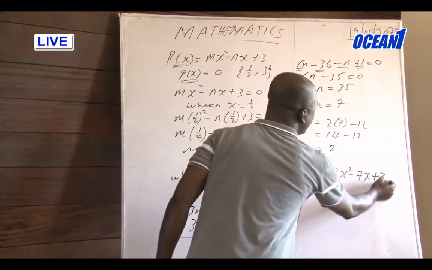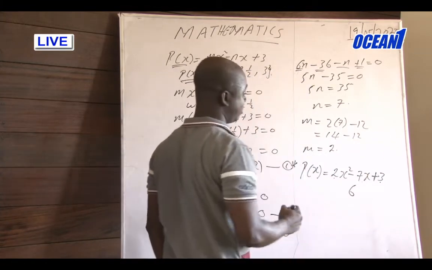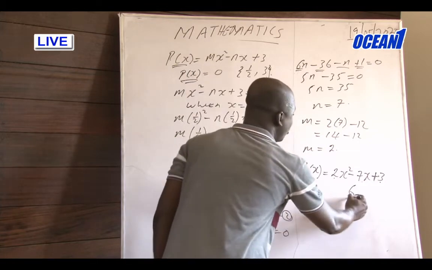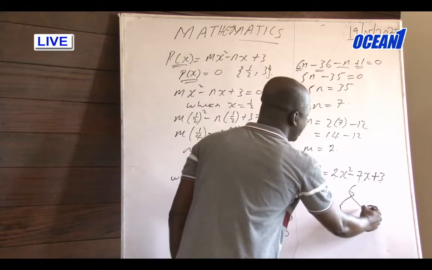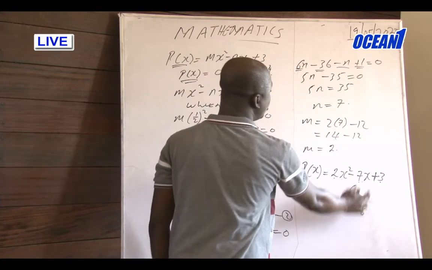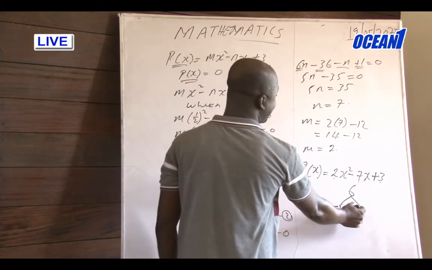We know we are going to multiply 2 by 3 to get our 6. If we do that, which factors of 6 will produce 7? You know that it's going to be 1 and 6, which is 7. Which 7 are we looking for? We're looking for a minus 7. So each of them becomes what?